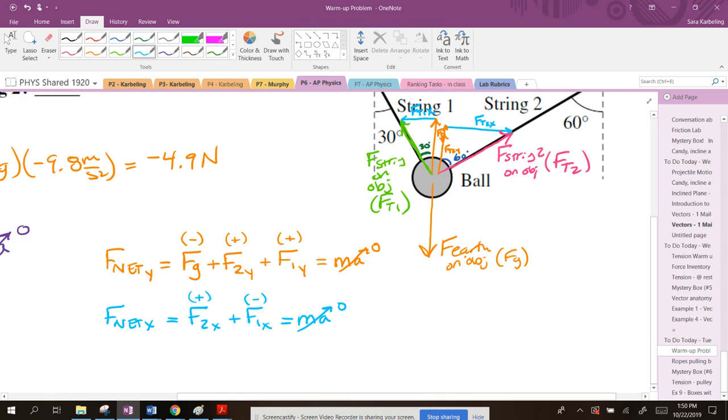Any inclination as to what we should do next? There are lots of different ways to approach this question right here. 5 sine 30 plus 5 cosine 60. Or 4.9. Yep. So wait, hold on. What did you say? 4.9 cosine 60 plus 4.9 sine 30. Why are you saying 4.9? That's the force of gravity. So that would go in here.